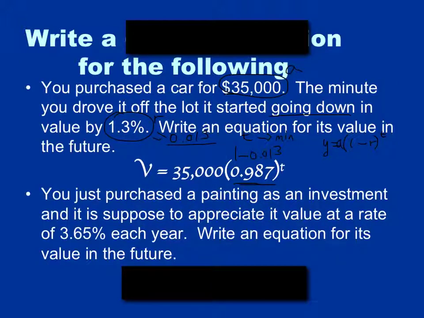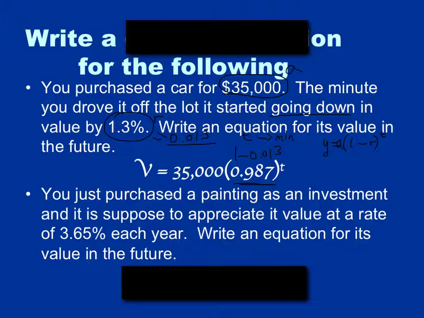The second example: you just purchased a painting as an investment, and it is supposed to appreciate in value at a rate of 3.65% each year. Write an equation for its value in the future. So what it's saying is you bought a painting, you know that it's going to appreciate in value, which means grow in value.